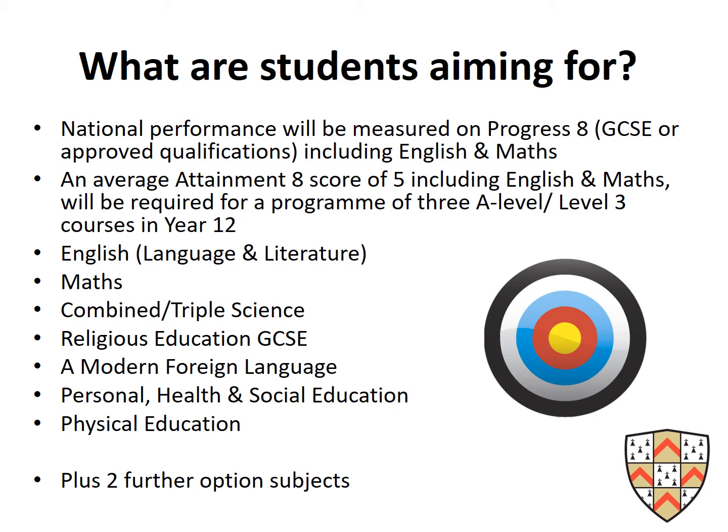National performance will be measured using the progress rate and Attainment 8 figures. These are averages of a student's progress and attainment across 8 GCSEs, including English and Maths. For access to sixth form, an average score of 5, including English and Maths, will be required for a programme of 3 A-level or Level 3 courses.